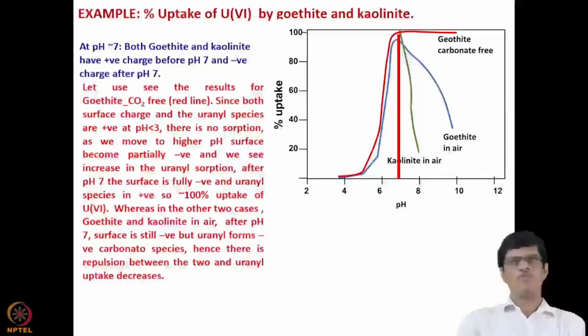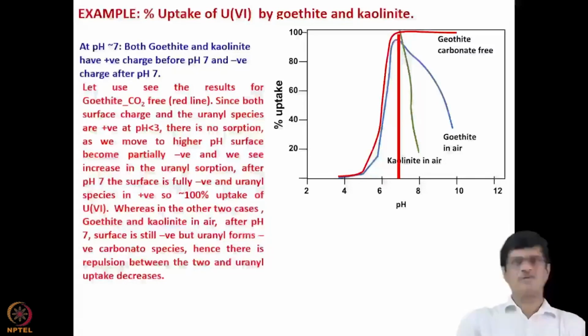Now you go to goethite where carbon dioxide is present, shown by the blue line in the figure. In that case, initially of course the uptake is there, but beyond pH 7, because of carbonate complexation, it is forming negatively charged species, so the uptake starts dropping. It is not forming a complex in that case, because after the pZc value there will be repulsive interactions, so it is not forming any complex.